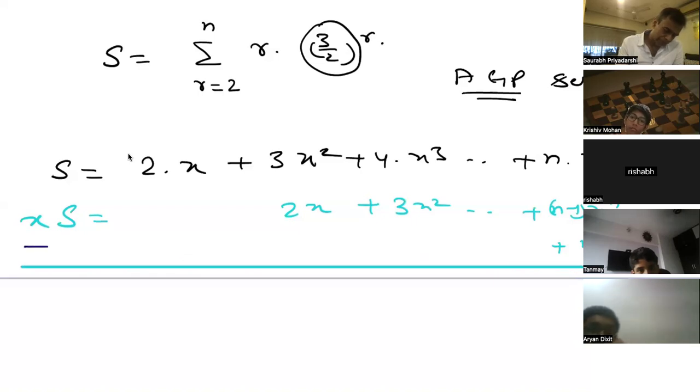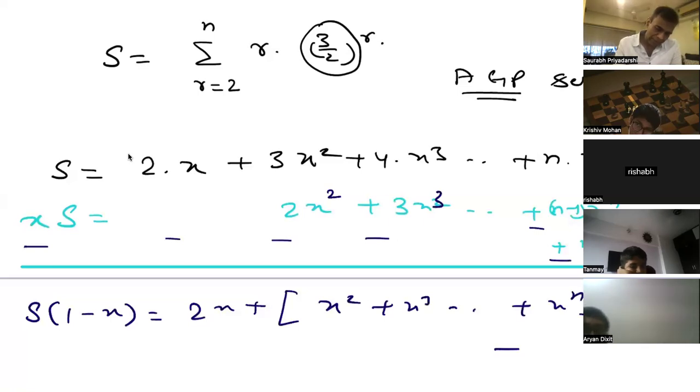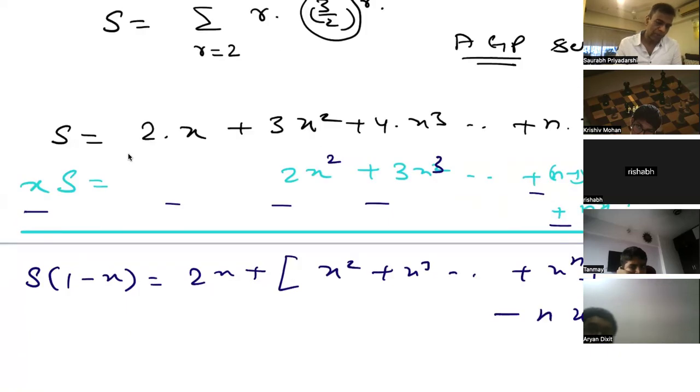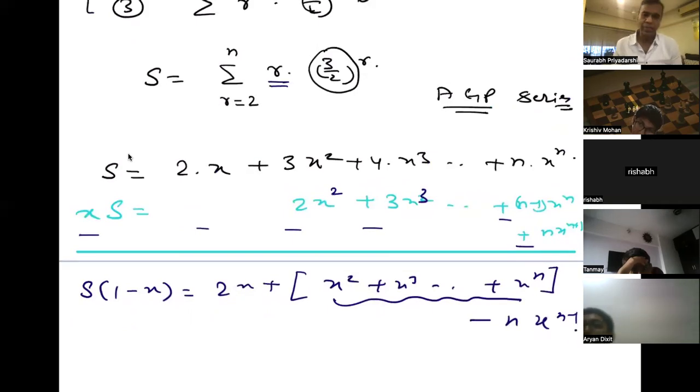Now, subtract both the terms. This will be S1 minus x is equal to 2x plus x square plus x cube up to x to the power n minus n x to the power n minus 1. Is this okay? This is the GP series. The first term is given, last term is given, number of terms are given. So we are able to find this. This is for linear, when you are multiplying with the linear.